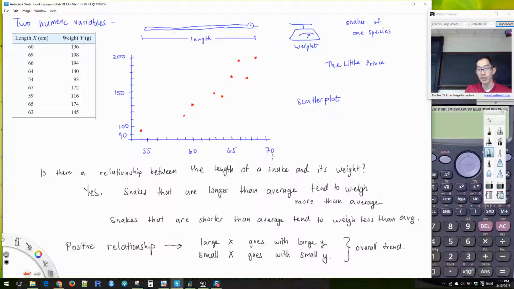As far as length goes, the longer snakes were like 69 centimeters long, which is a little bit over 2 feet. And they were the heavier snakes. The long snakes were the heavy ones, and in general the shorter snakes weighed less. So that's our overall trend, and we would call this a positive relationship.